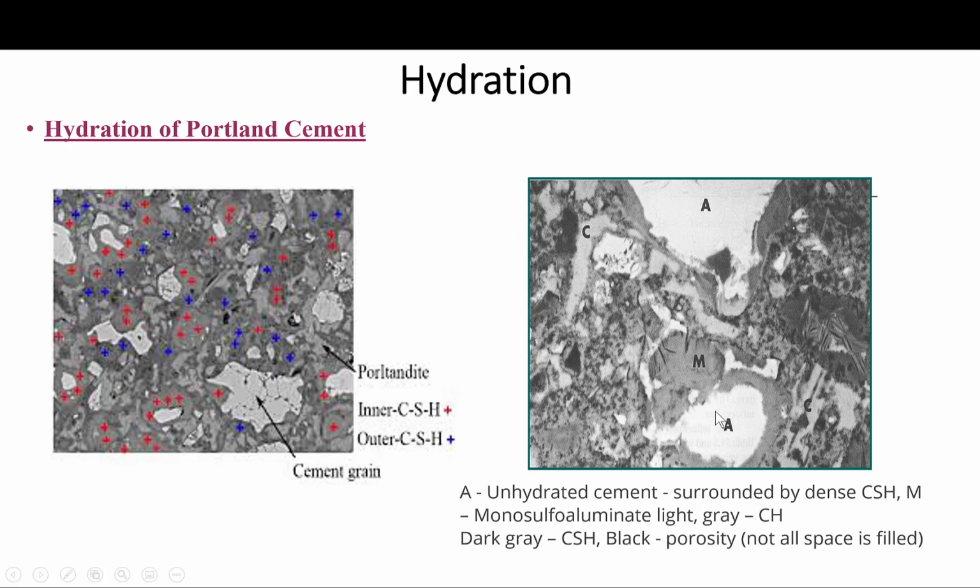This is another photo here. It shows an unhydrated cement grain, for example, surrounded by a dense calcium silicate hydrate, which is the inner calcium silicate hydrate. We have monosulfoaluminate, as you can see here. We have calcium hydroxide shown, and the black spots here are just the porosity. So not all space is filled. We will end up with pores, as you will see later.